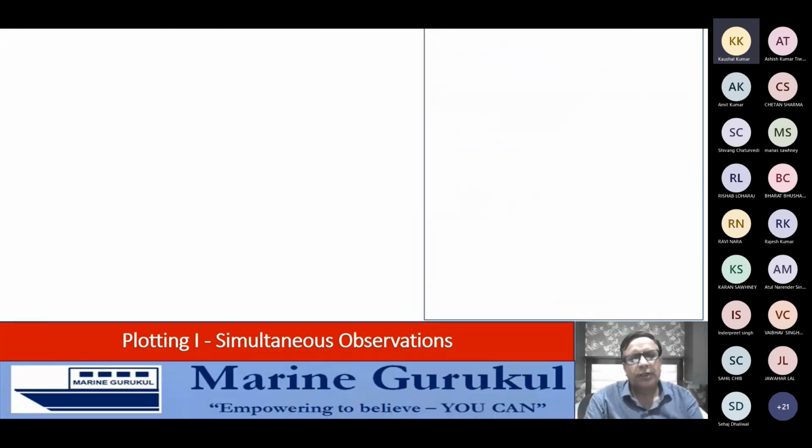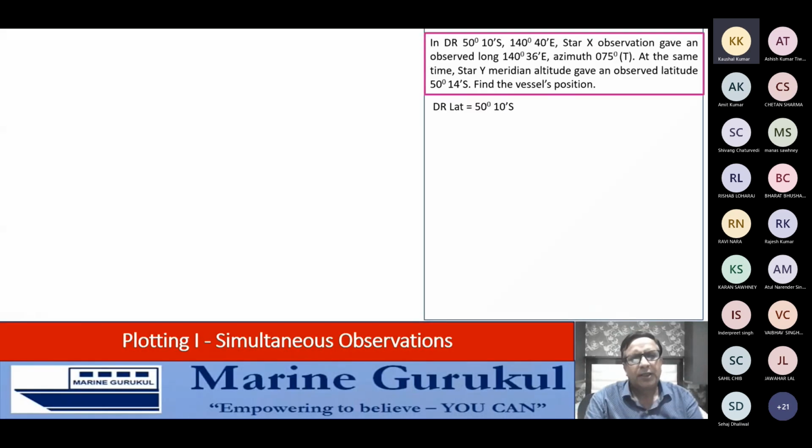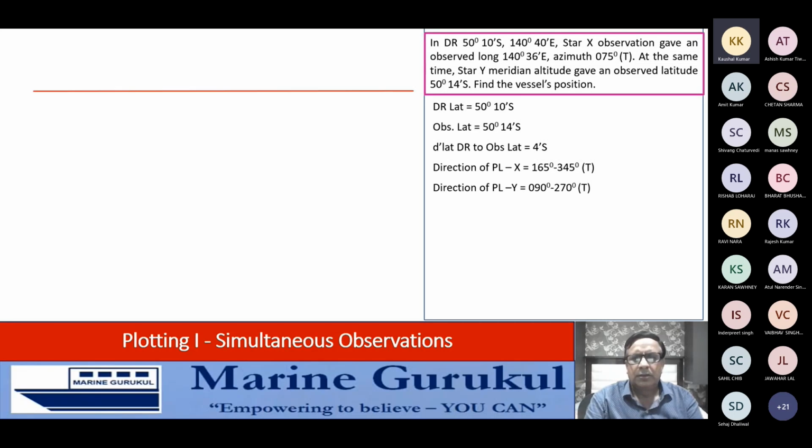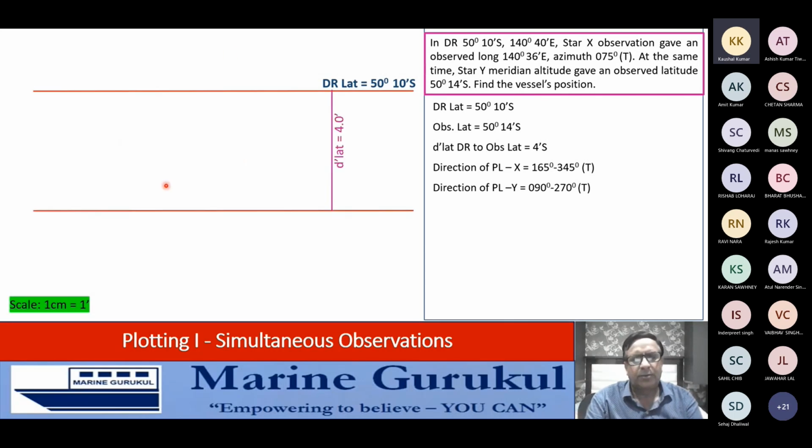I'll also take you quickly through the same plot. It was done without a graph paper. The same plot, same steps. I don't think they need any further explanation because it's a repeat. But the only thing is now the plot is being done on a plain sheet. And you can see how the plot is coming up.